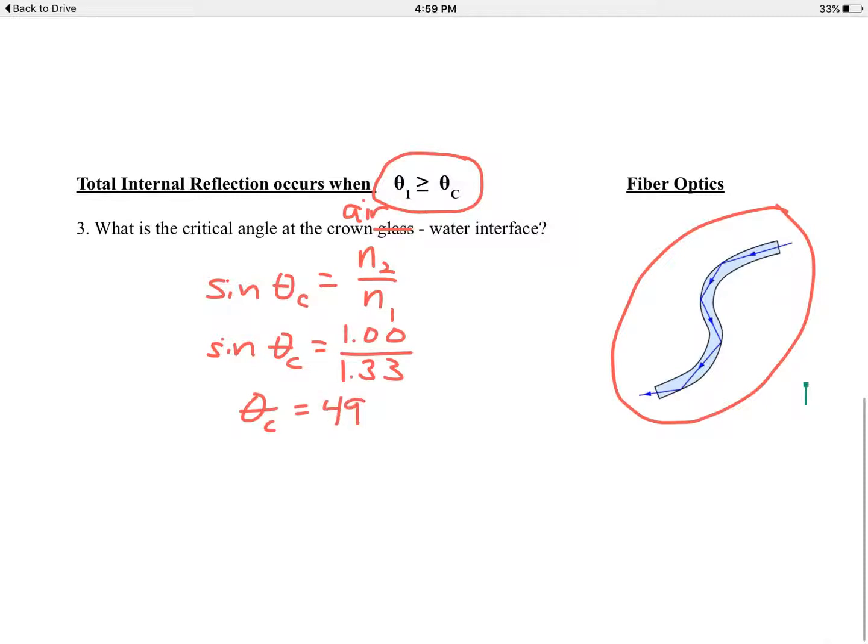So if you have light underwater heading towards the surface of a smooth water tank or pool, the light will not escape the water if the angle of incidence is greater than or equal to 49 degrees. That's total internal reflection.